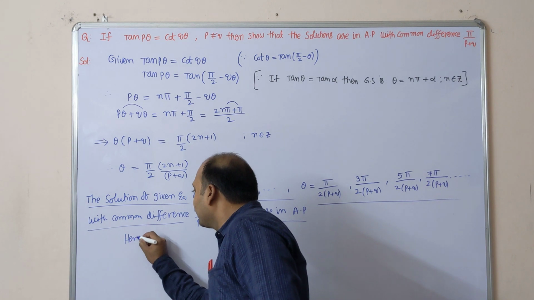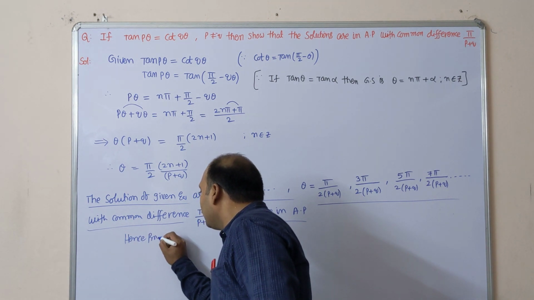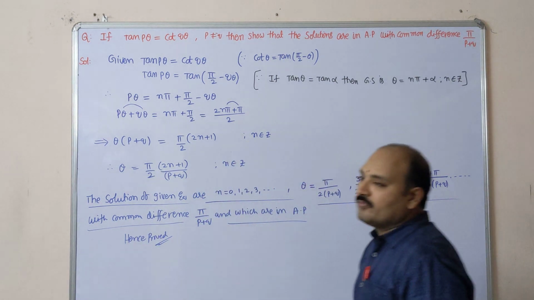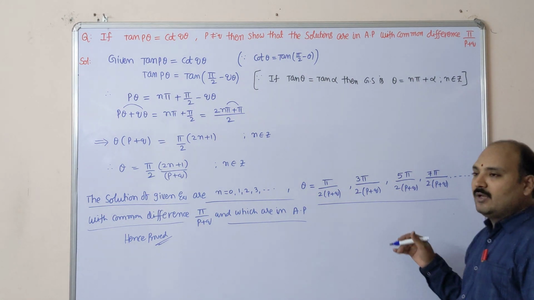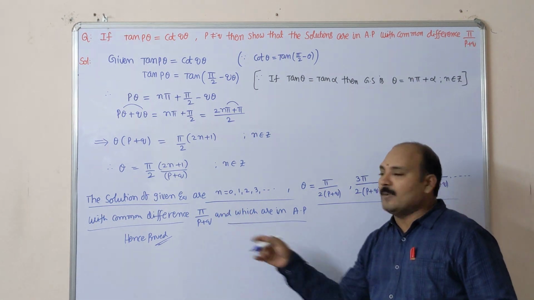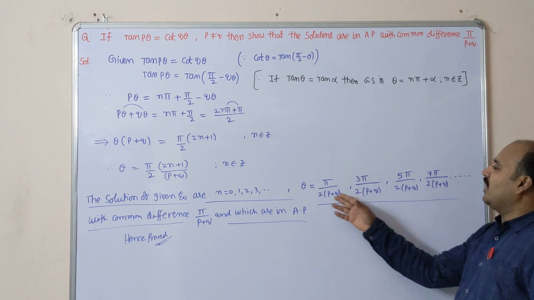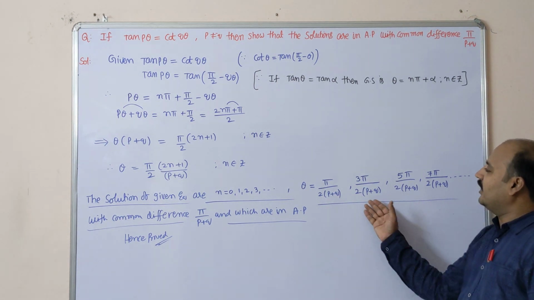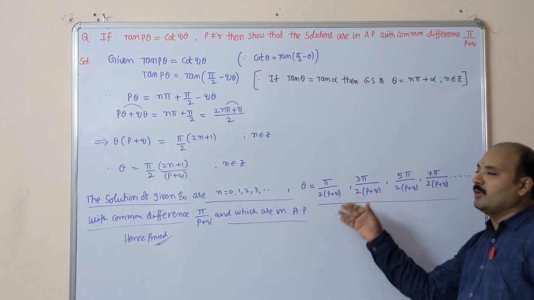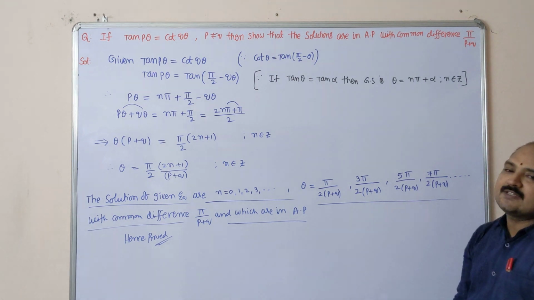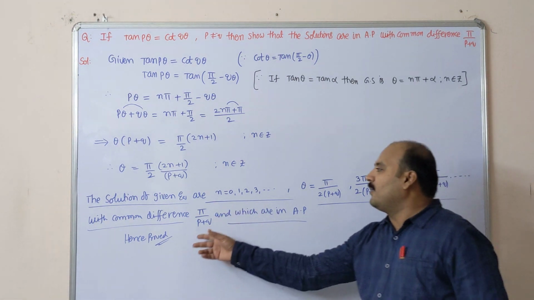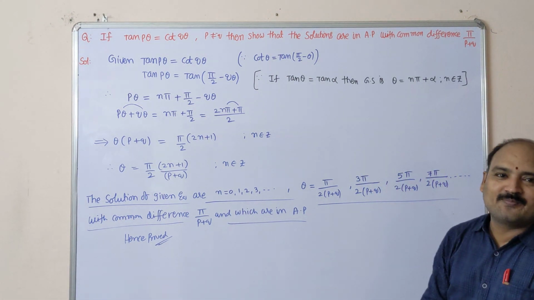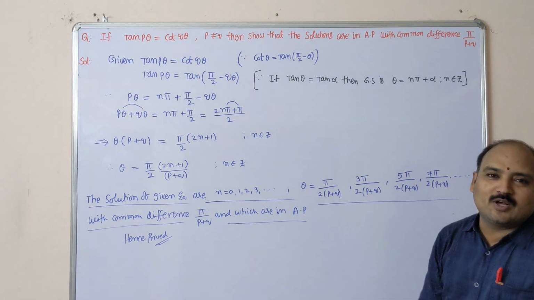Hence proved. They are asking to prove the result: which are in AP we can prove. We proved that these are in AP with common difference pi by p plus q. If you want to prove, you can take T1, T2, T3, T4 like this. T2 minus T1, T3 minus T2, you will get the same difference, pi by p plus q only, dear students. No need to prove further; like this you can give the answer.